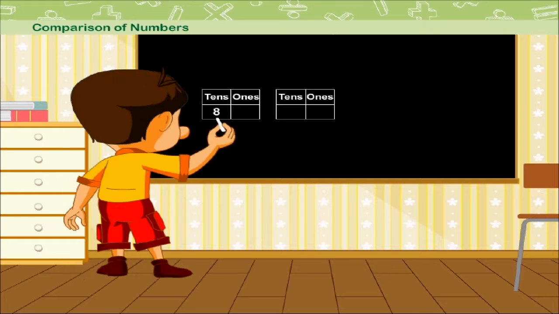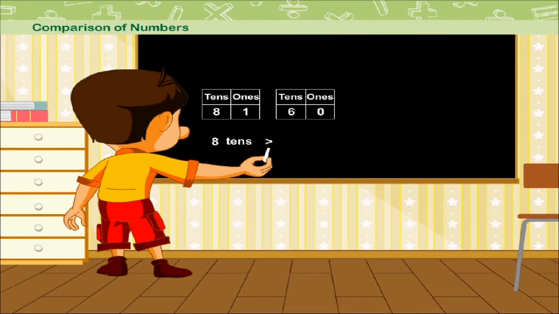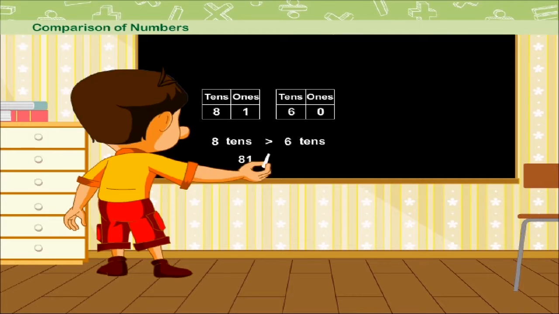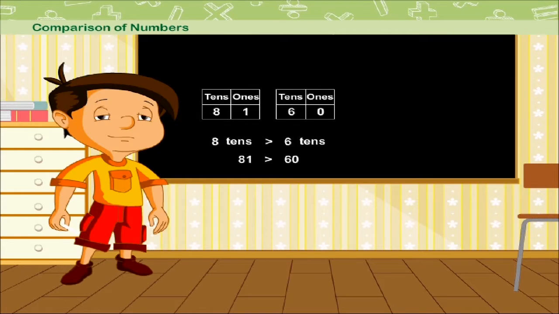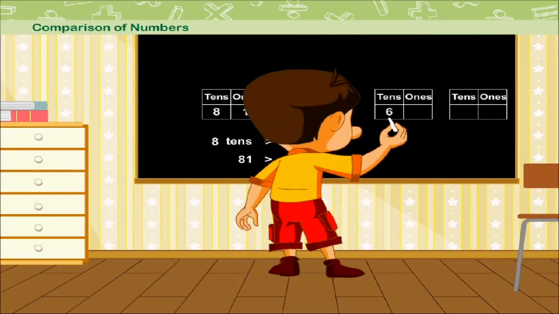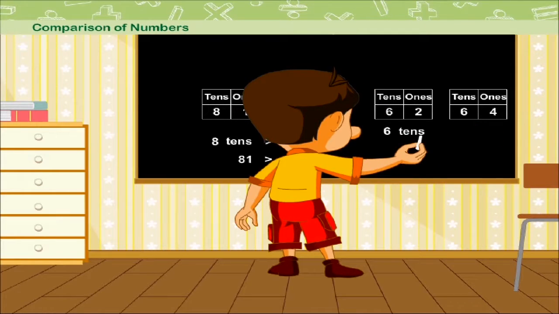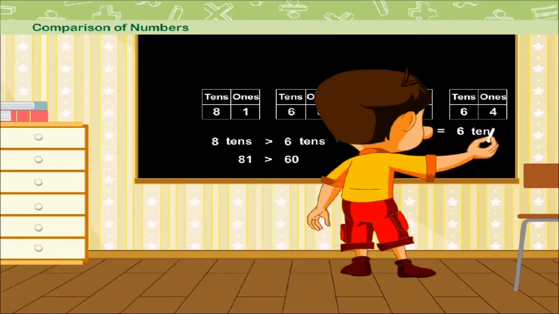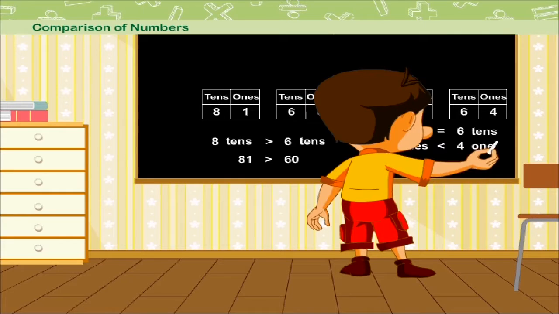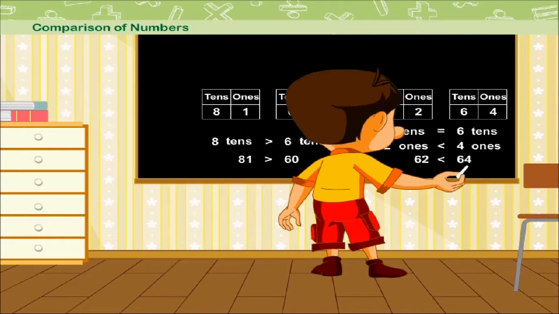We have 81 and 60. 8 tens is greater than 6 tens. So, 81 is greater than 60. Let us look at another example. Now, we have 62 and 64. 6 tens is equal to 6 tens. 2 ones is less than 4 ones. So, 62 is less than 64.